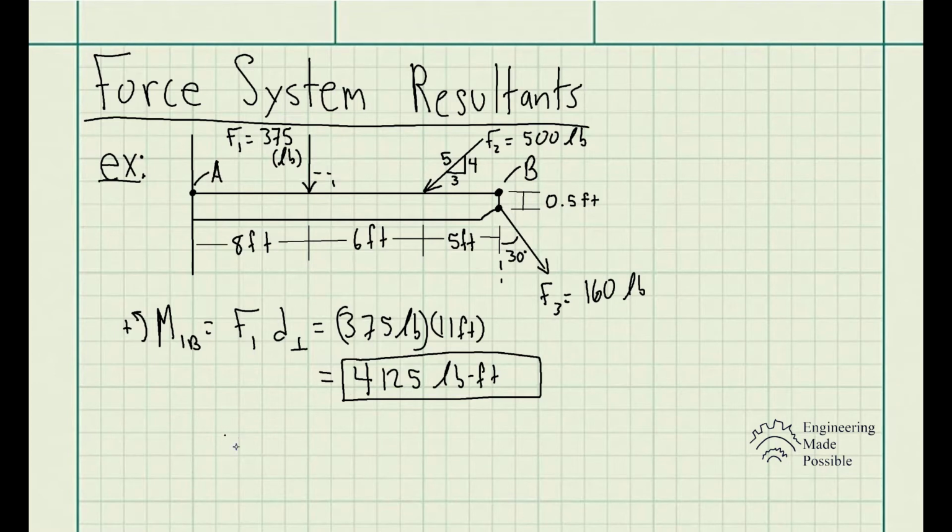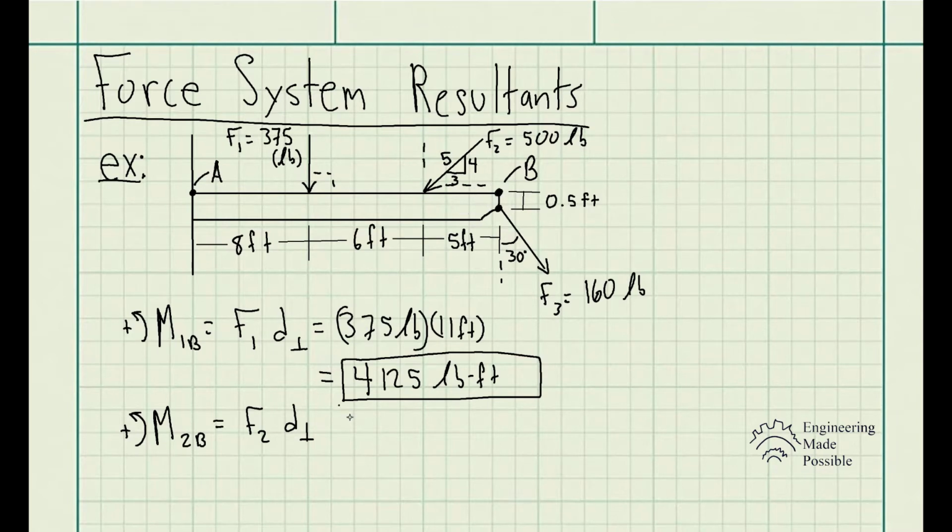Now for force 2. The moment caused by force 2 with respect to B is equal to the force times the distance that's perpendicular to that force. But keep in mind, this force is at an angle. So we have the Y component of that, and we also have an X component. Now the X component, if you could imagine here, is basically just pulling along this point. It's not going to cause any rotation. So the X component of force 2 is not going to cause a moment, only the Y component.